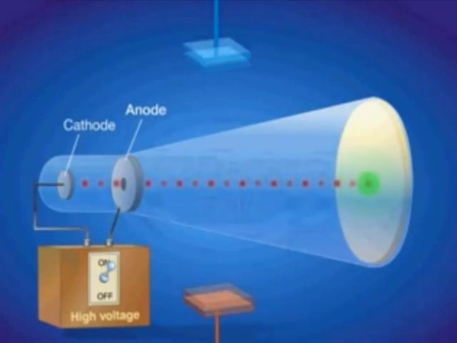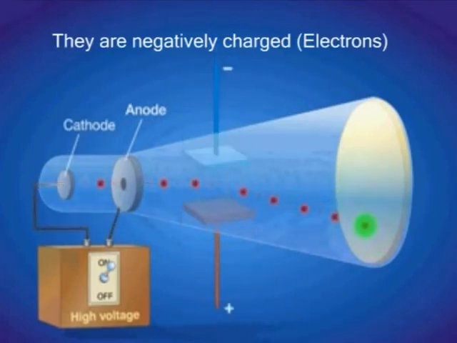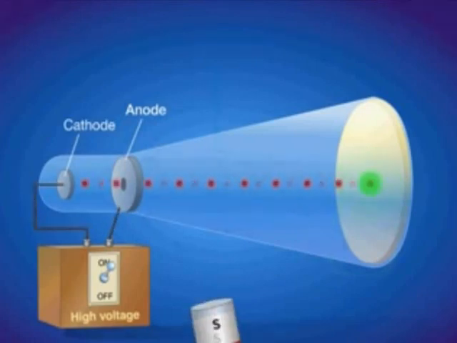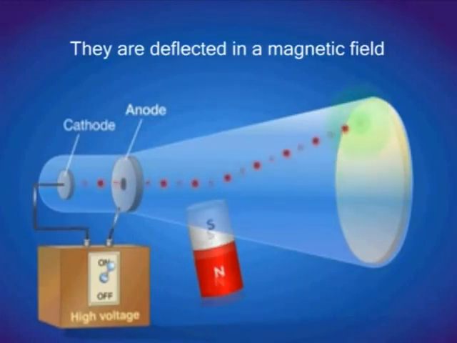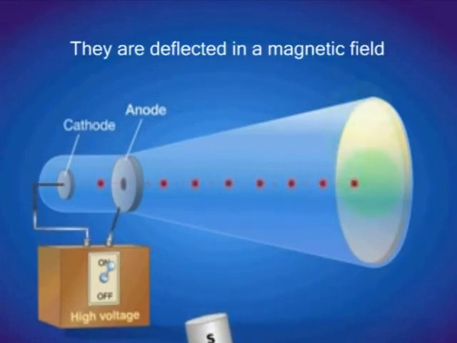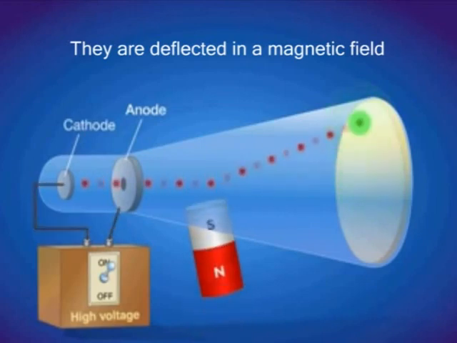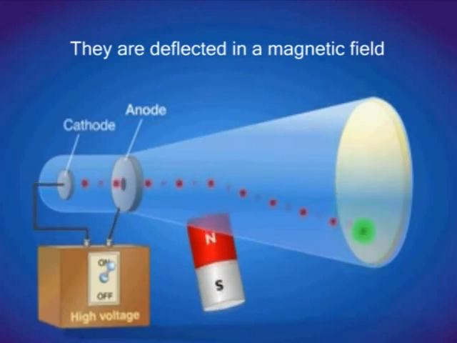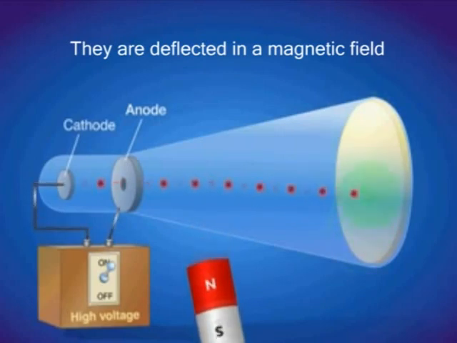When an electric field is applied across the cathode ray tube, the rays are attracted to the positive plate. They are therefore negatively charged. These charged particles are electrons. The moving charges behave like tiny magnets and interact with an external magnetic field. The electrons are deflected by the magnetic field. As expected, when the field is reversed, the beam of electrons is deflected in the opposite direction.